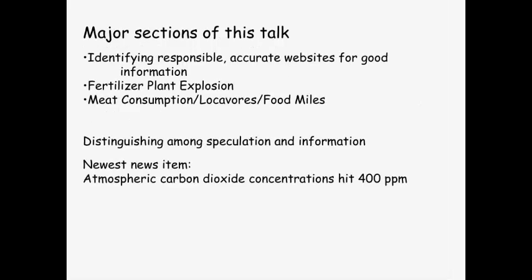What I want to do is identify some responsible, accurate websites for good information, because whenever something happens, you are probably, like me, scrambling to find good, accurate information about that event. Two examples that I thought we'd look at are the recent fertilizer plant explosion in West Texas that I mentioned, and another one that seems to come up literally weekly or certainly monthly over the last few years: the whole issue of meat consumption and what kind of meat, whether or not you're a locavore, and the whole issue of food miles and carbon expenditure.